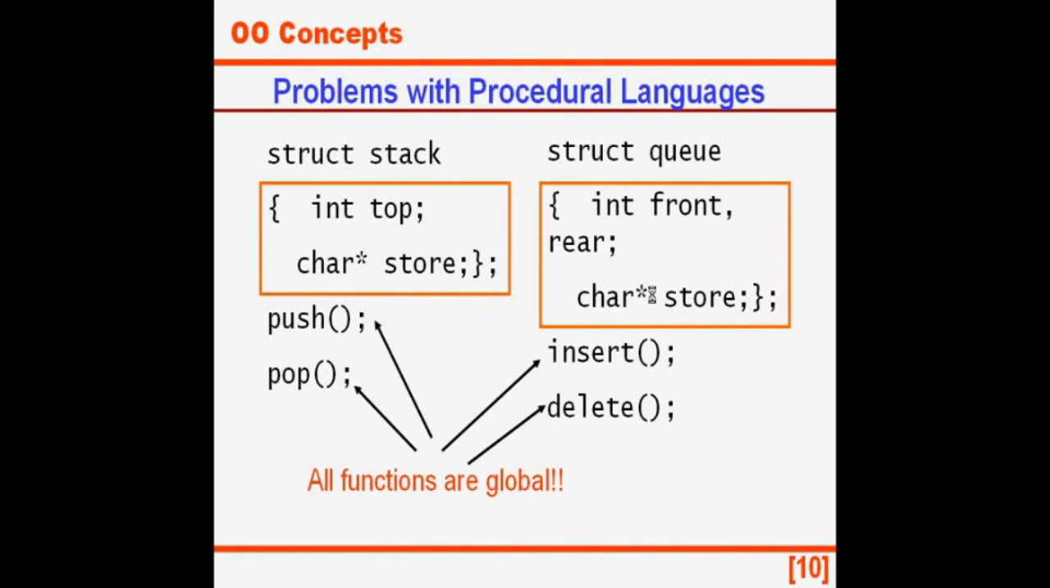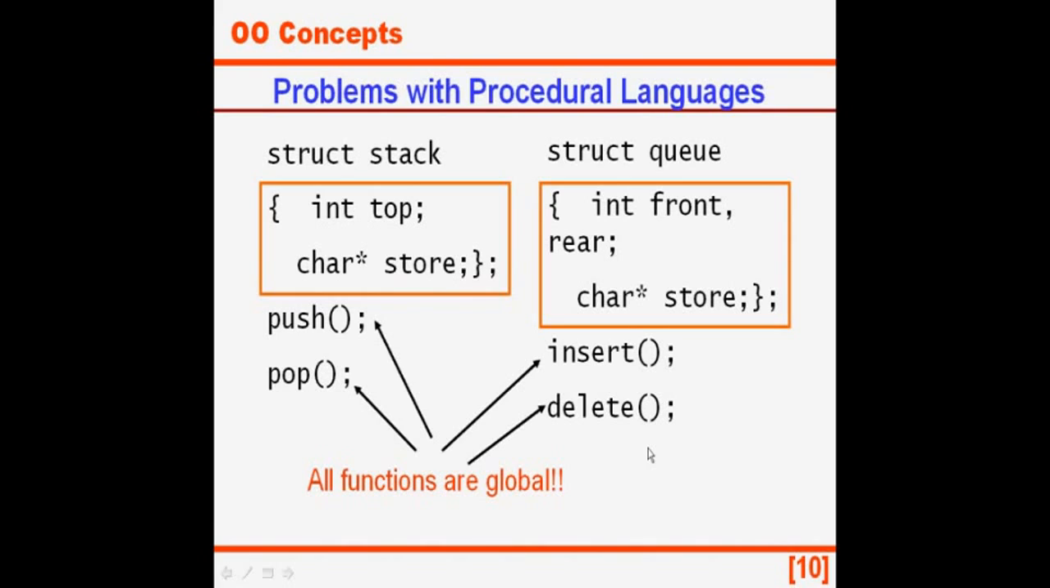Let's come back to the problem of ADTs and modeling them. Suppose we have a structure stack here, which has an int top and a char *store. This is the array. Then we have two functions, push and pop. In the same program, we also have a queue which has a structure with a front and a rear and a store. It has functions insert and delete.